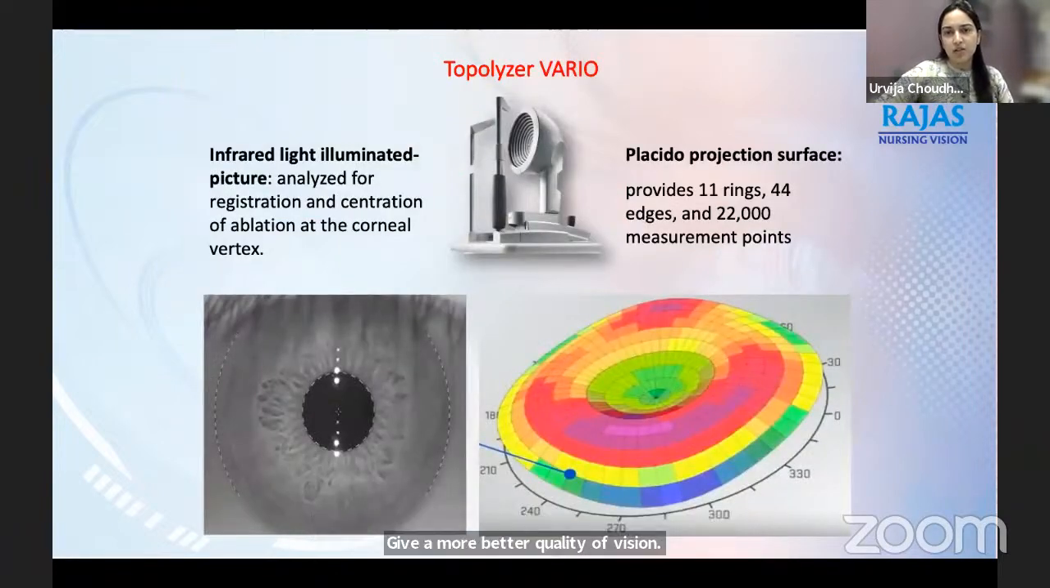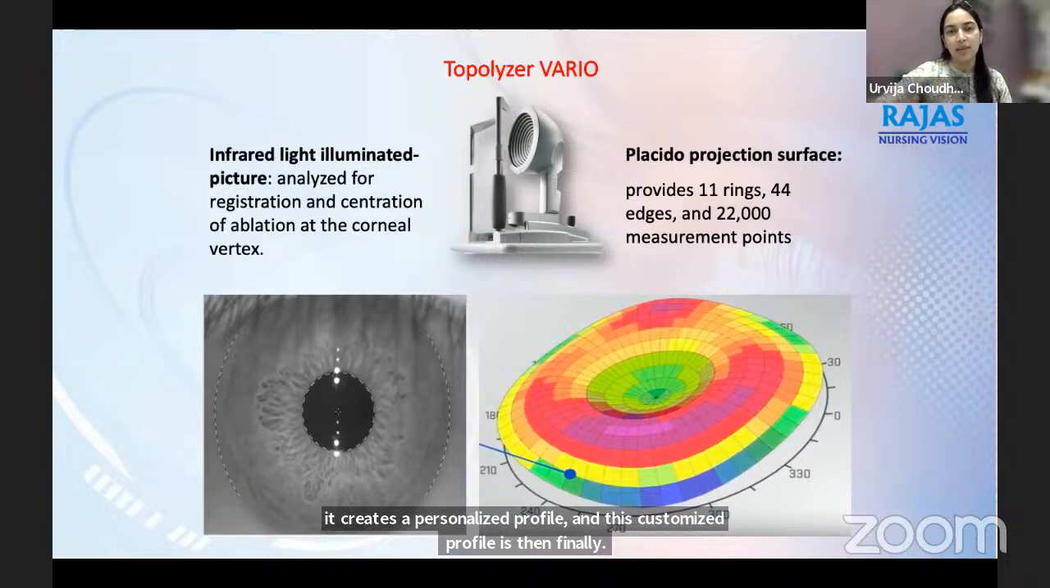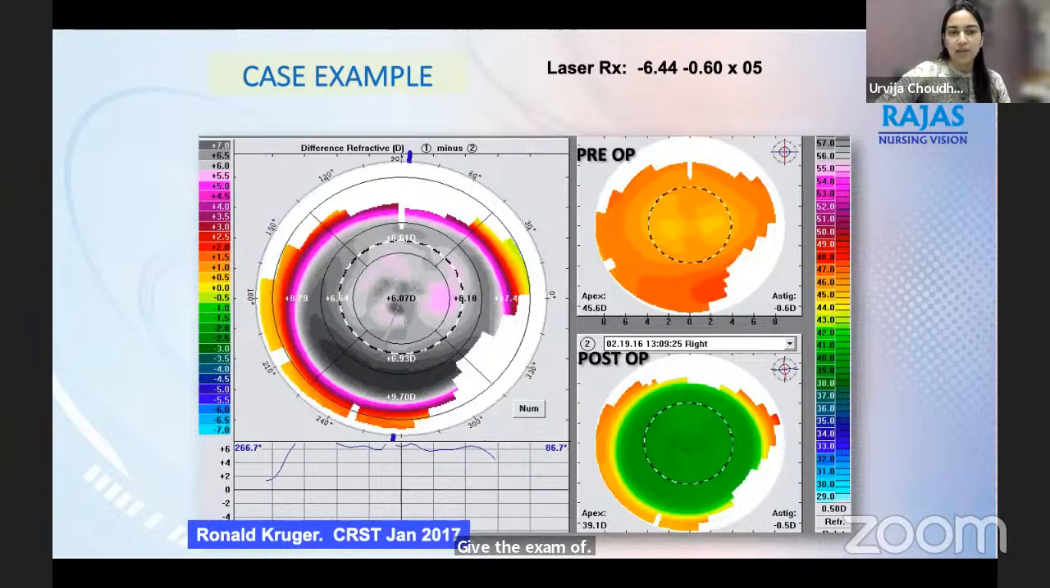Topolyzer Vario is one such instrument which analyzes all the 22,000 points in the eye, and it creates a personalized profile, and this customized profile is then finally sent to the machine, and it gives an excimer ablation according to that. This was a very nice example given in one of the papers which I came across, and it shows a pre-op topography. And this is the post-op map, which is a very regular map. But to get this regular map, the ablation profile that was created was highly irregular.